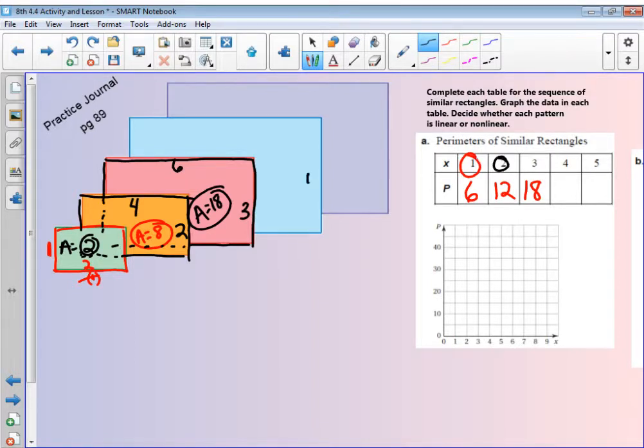So our height would be 4, and our width across here would be 2 times 4, or 2x. 2 times 4 would give us 8. So for our perimeter, well, 8 plus 8 would give us 16, plus 4 would be 20, plus another 4 would be 24. And our area, well, that would be 8 times 4, which would give us 32.